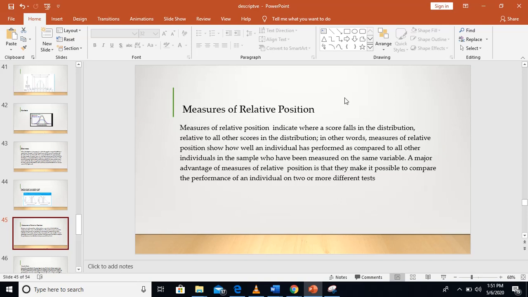Measures of relative position. Measures of relative position indicate where a score falls in the distribution relative to all other scores in the distribution. In other words, measures of relative position show how well an individual has performed as compared to all other individuals in the sample who have been measured on the same variable. A major advantage of measures of relative position is that they make it possible to compare the performance of an individual on two or more different tests.